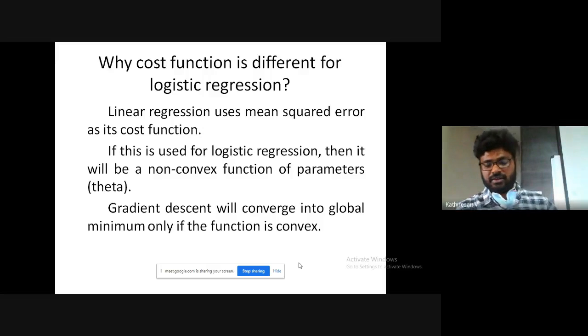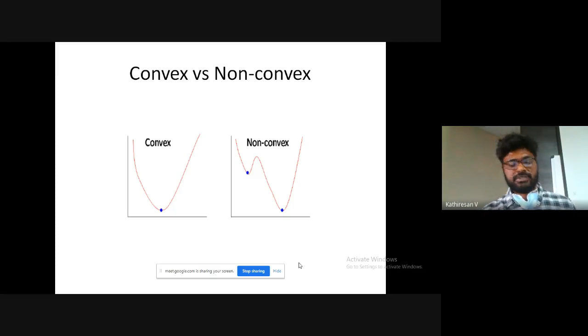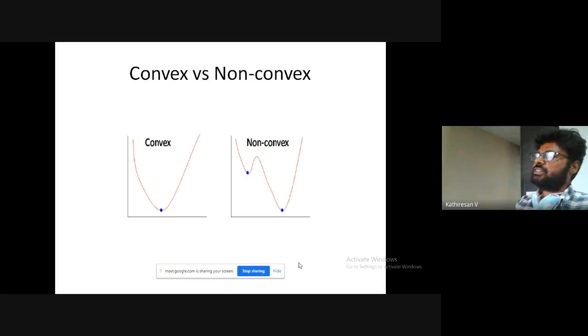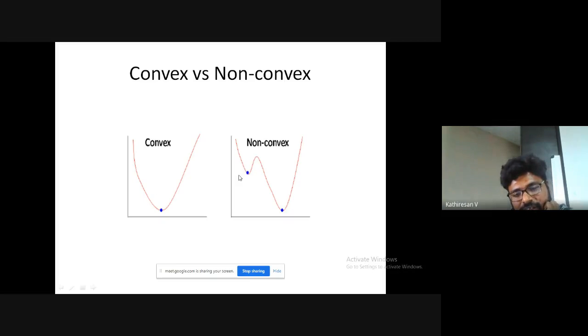See, now we have to understand convex and non-convex. See here, it is an important thing. This kind of question you will get in an interview if you say you know machine learning and the stuff. If the interviewer knows machine learning, gradient descent algorithm, linear regression, logistic regression and all, you will get this question. See here, this is convex, this is non-convex. In this convex, if you go with the gradient descent algorithm, you will reach the global minima.